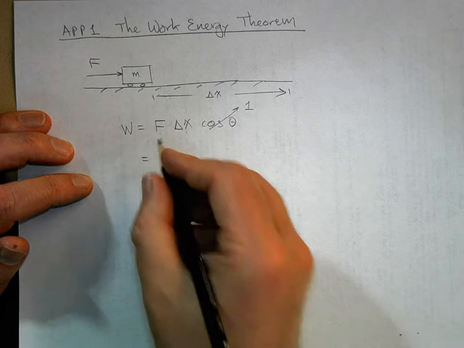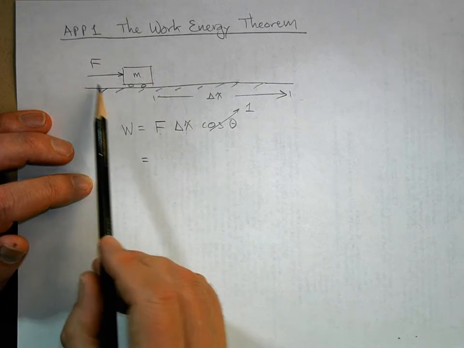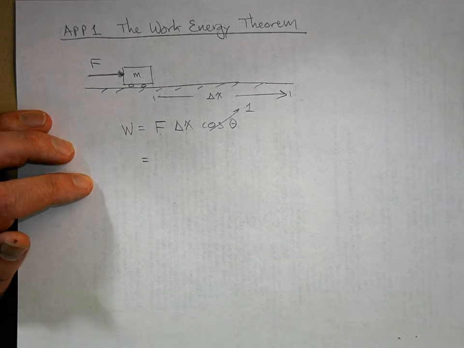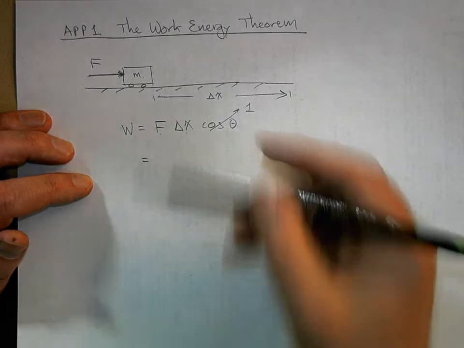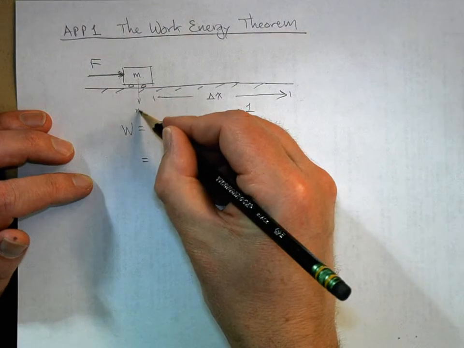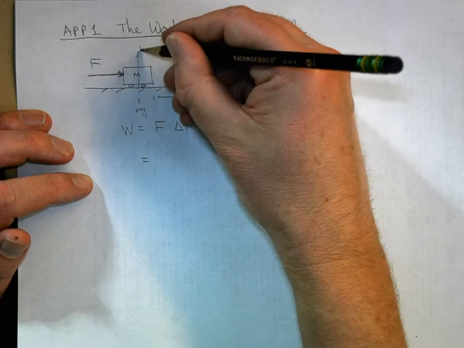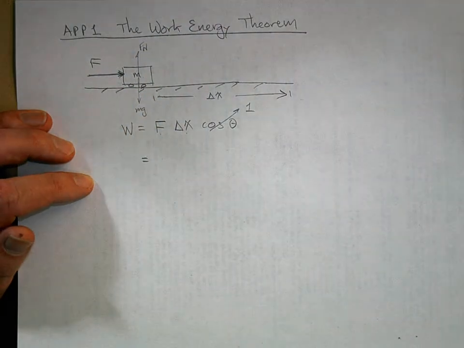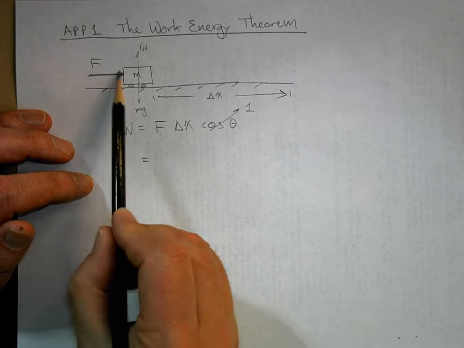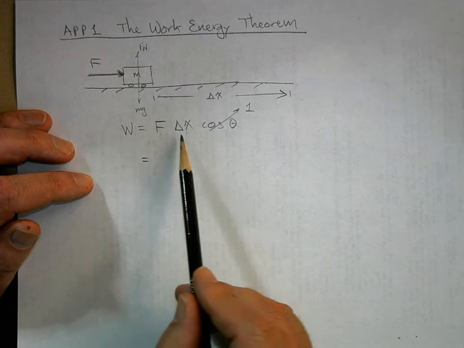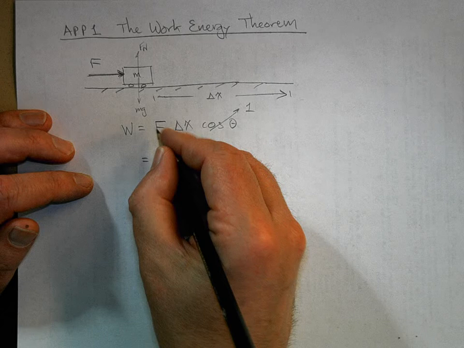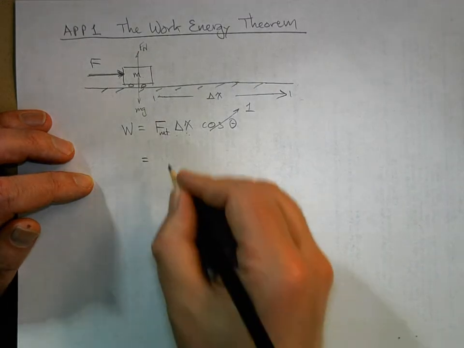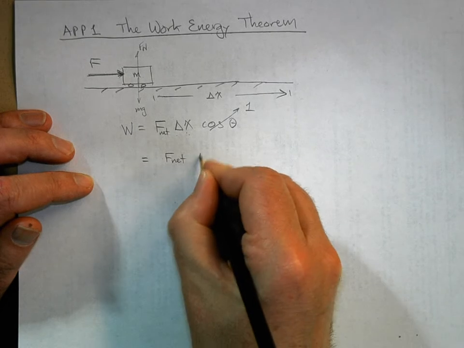Now this right here is a very special force. This force that's pushing on it right here, we're going to call that the net force, right? Remember the net force? And nothing's canceling it out. If I drew a free body diagram, I would have gravity and a normal force, but they're canceling each other out. Because this is on wheels, we're going to say there's no friction, no resistive forces. This is the only force acting in the x direction, and the displacement's in the x direction, so we're going to call this the net force right now. And so we have the net force times delta x.